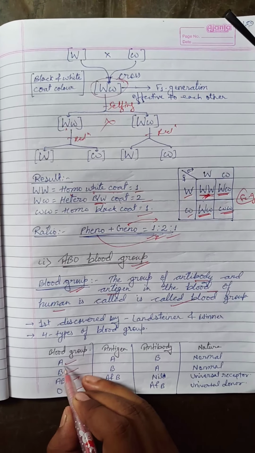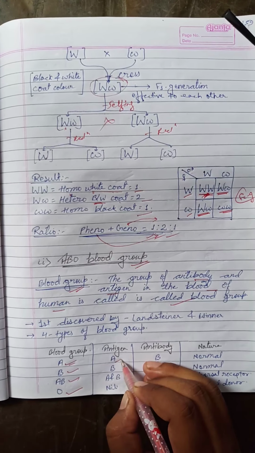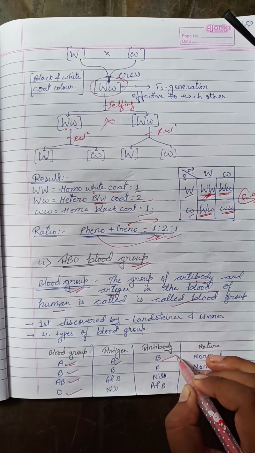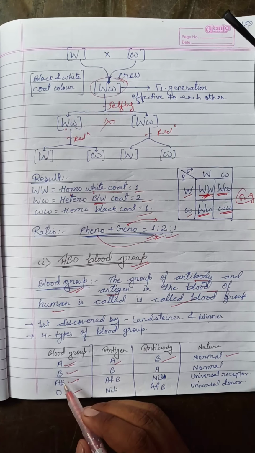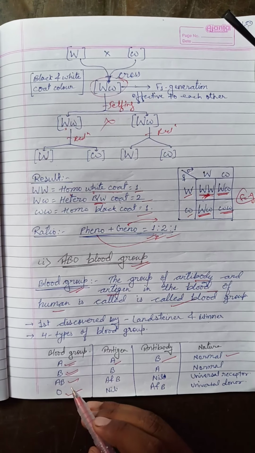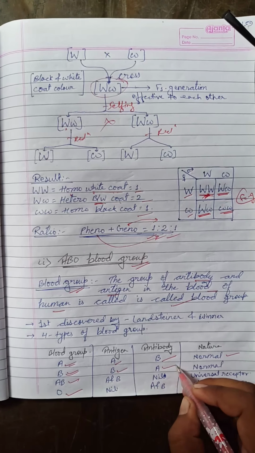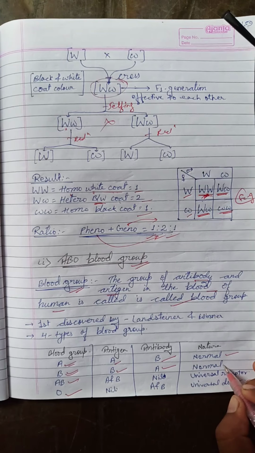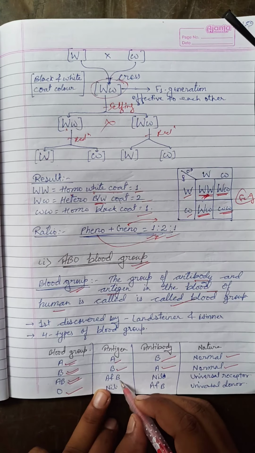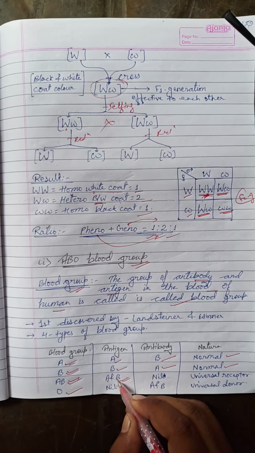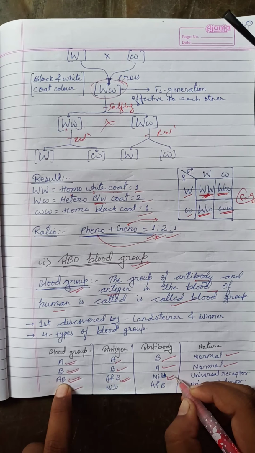But blood group A has antigen A present in it and antibody B. The nature will be in normal condition. It is the same for blood group B also. Blood group B has antigen B and antibody A, and it is also a normal condition. While for blood group AB, both antigens, A and B, will be present, while the antibody will be absent in AB blood group.